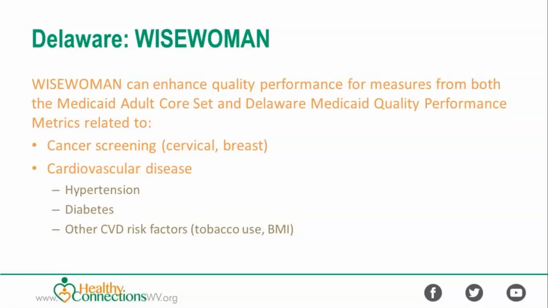These services include risk reduction counseling and other options such as health coaching, lifestyle programs, and other healthy behavior support options to improve control of hypertension and other cardiovascular risk factors. And for the healthcare community, these services are really designed to promote lasting heart-healthy lifestyle changes and ultimately enhance quality performance for measures from both the Medicaid Adult Core Set and Delaware Medicaid Quality Performance Metrics. Next slide, please.